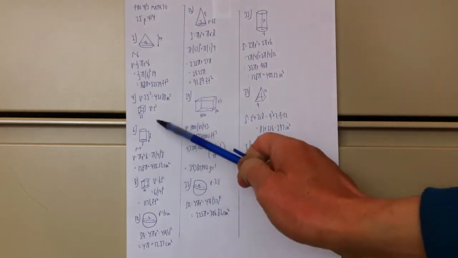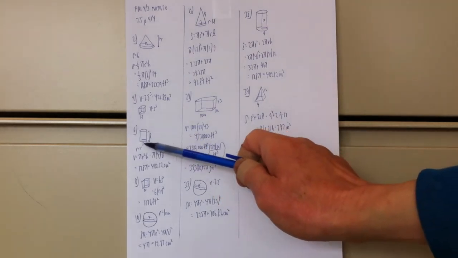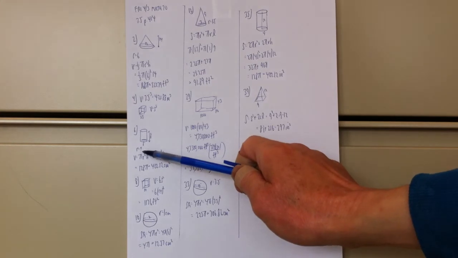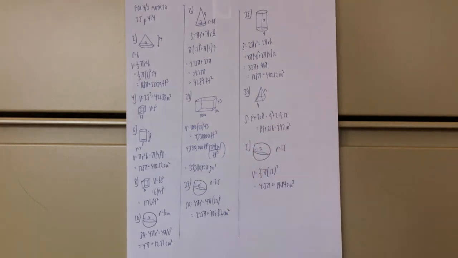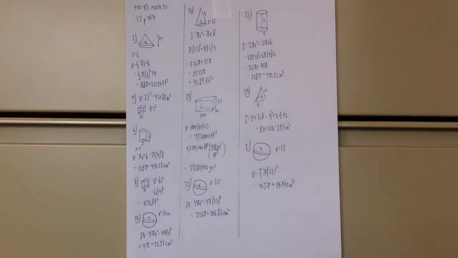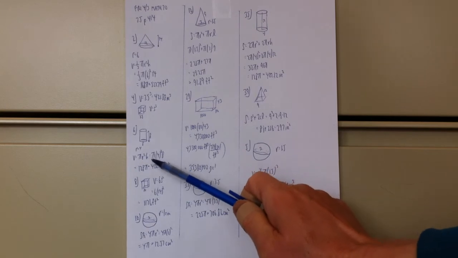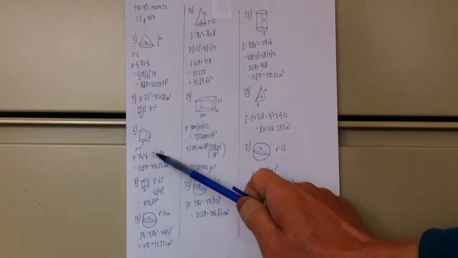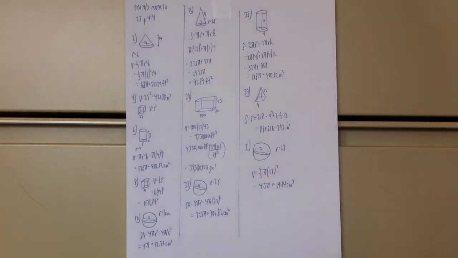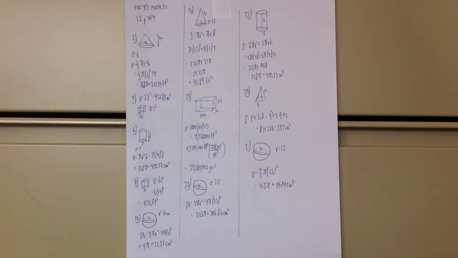Number 6, you're given a right circular cylinder. Again, they give you the diameter is 8, which means the radius is half of that, which is 4. We want the radius because the formulas are usually given in terms of radius. And the height is 8. So the formula for the volume is pi r squared h. That's pi times 4 squared times 8. Multiply that all out and you get 128 pi, which is 402.12 cubic centimeters.